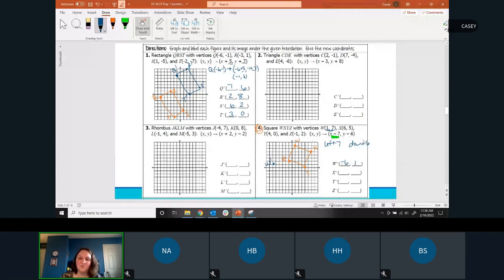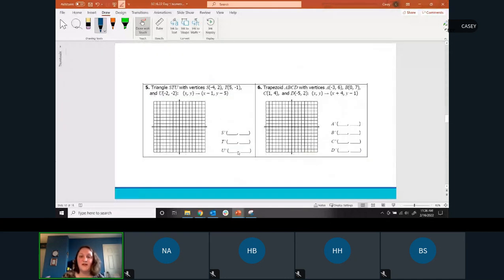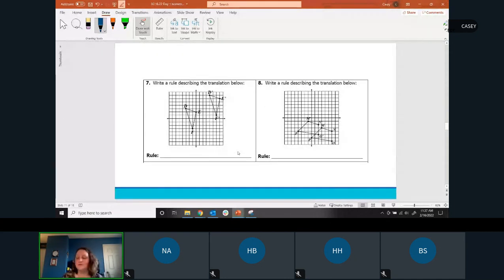I'm not going to do the rest of these points because I do want to make sure that we get to cover how to write this rule, and then we've got one more isometry to talk about. So we're going to move on here to actually writing the rule. Oh, there's more examples for you. There we go, writing the rule. So I'm moving on to number 7 here.